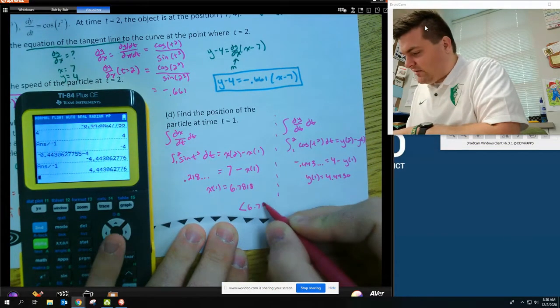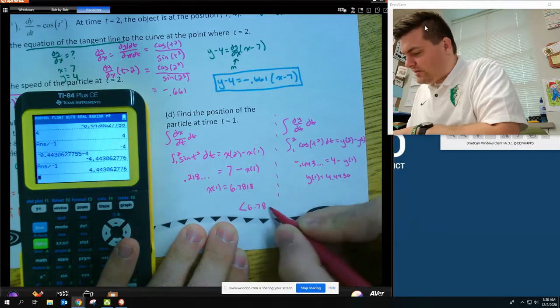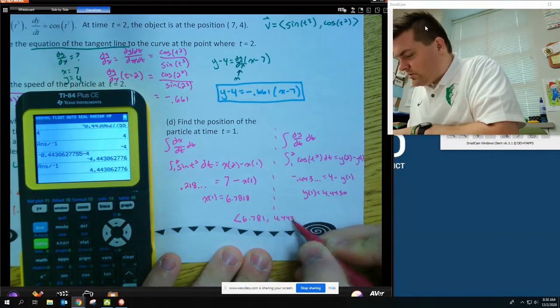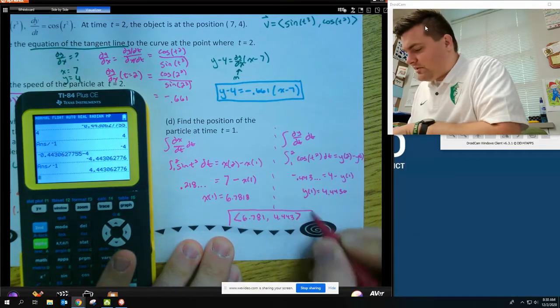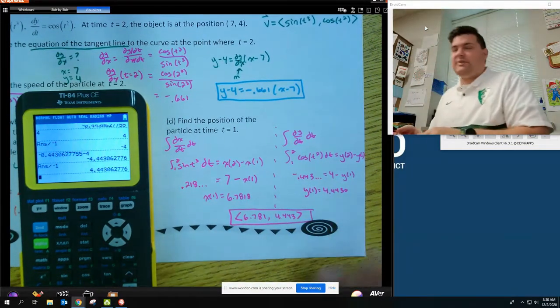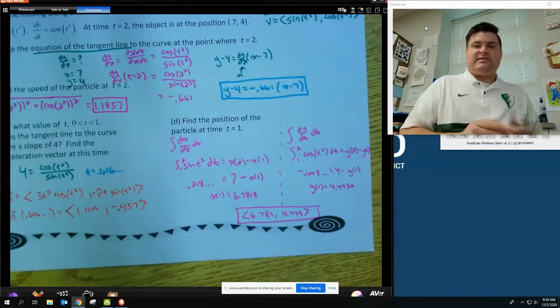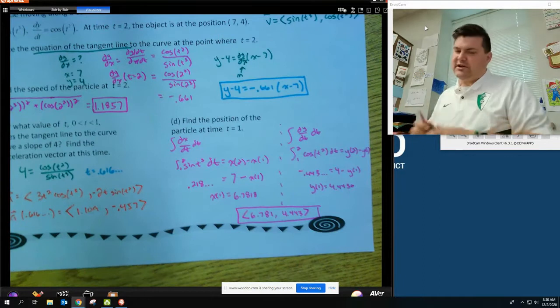You have to write it as a vector to get credit. I don't care if you do a 1 or a 2. I like to truncate. I'm a truncator. And then boom, there you go. So there is an entire free response all done involving vectors. And that's it. Now you should be close to an expert on vectors.